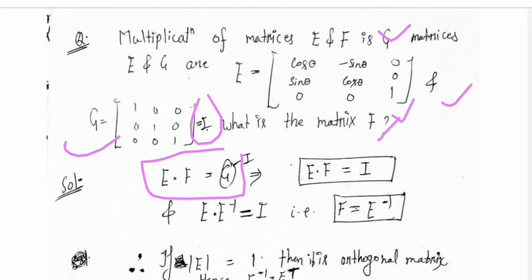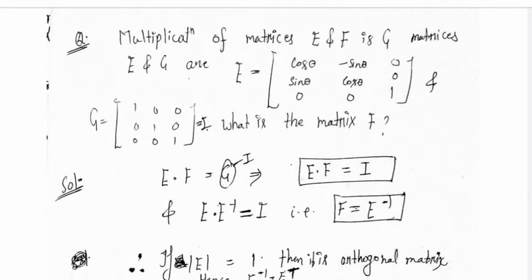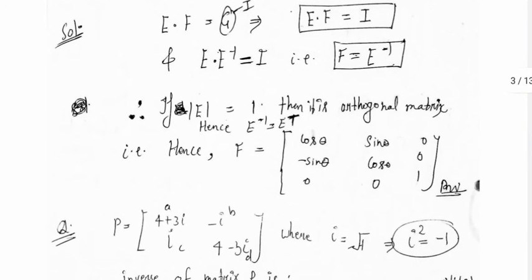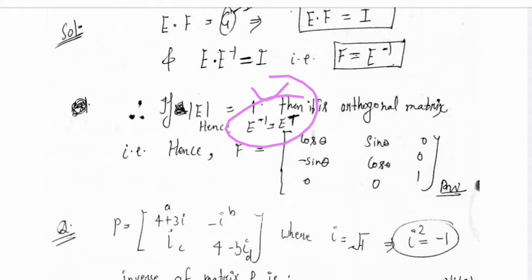Now come to the next point. It is this type of matrix. So this is an orthogonal type matrix. Why? After satisfying the equation, we know that if the determinant of E is equal to 1, then E inverse is equal to E transpose. So the value of F is cos, sin, 0, minus sin, cos, 0, 0, 0, 1. This is your correct answer. Now come to the next question.